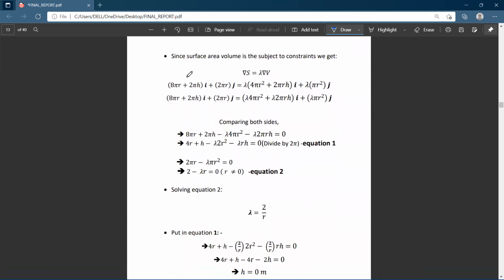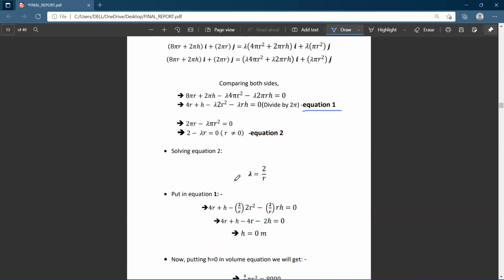Putting the values of the gradient of S and the gradient of V and equating both sides, we get 8 pi r square plus 2 pi h minus lambda 4 pi r square minus lambda 2 pi r h equal to 0. Dividing this equation by 2 pi, we obtain this equation, which is denoted as equation 1. Another equation is 2 pi r minus lambda pi r square, obtained from comparing the j caret components. After that, we obtain 2 equal to lambda r, because r is never equal to 0, so we divided this equation by r.